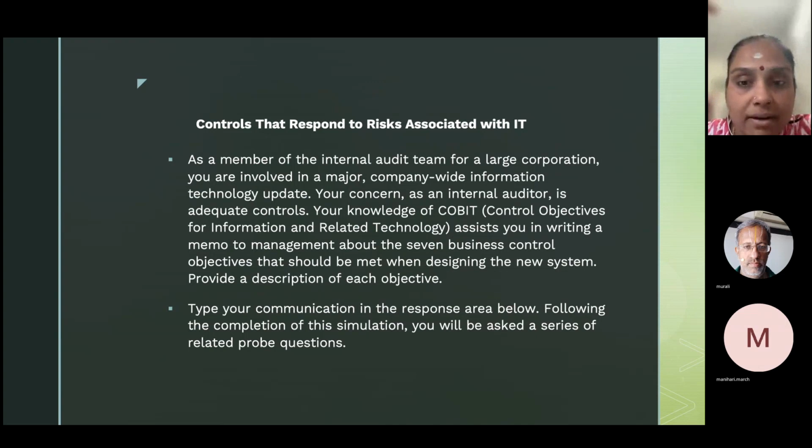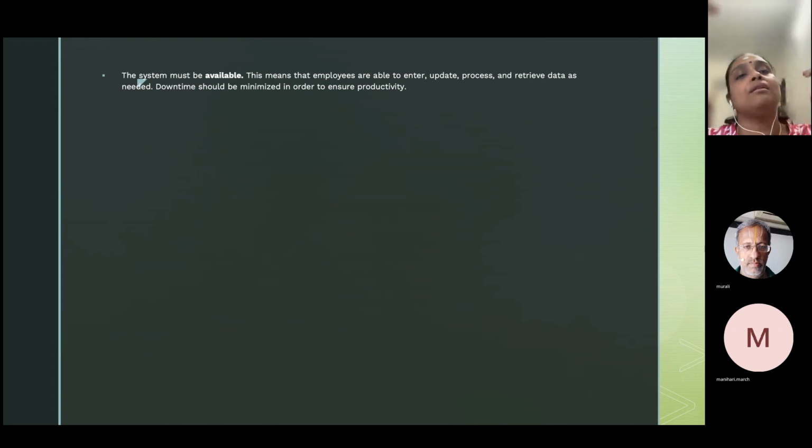So here, if you see 7 business control objectives that should be met while designing the new system. Even if you don't know 7, you must be knowing some things like security, availability, integrity, then privacy, confidentiality. These are keywords that you know. So even if you have not done COBIT, you should be able to write something with these objectives, because in any IT environment, these are the main objectives. So first thing, the system must be available. This means that employees are able to enter, update, process and retrieve data as needed. Downtime should be minimized to ensure productivity. So the system should be available, first thing.